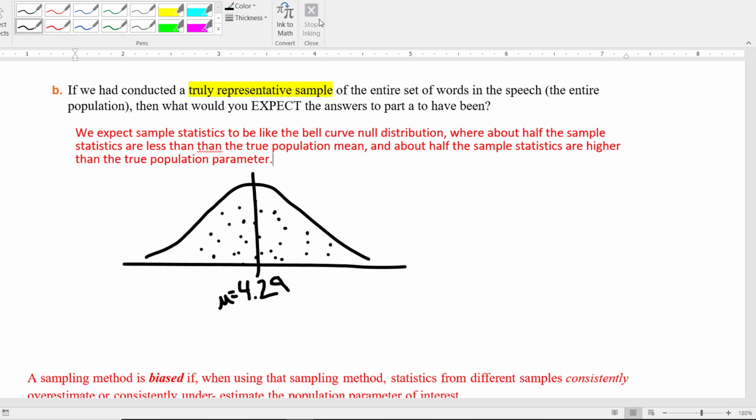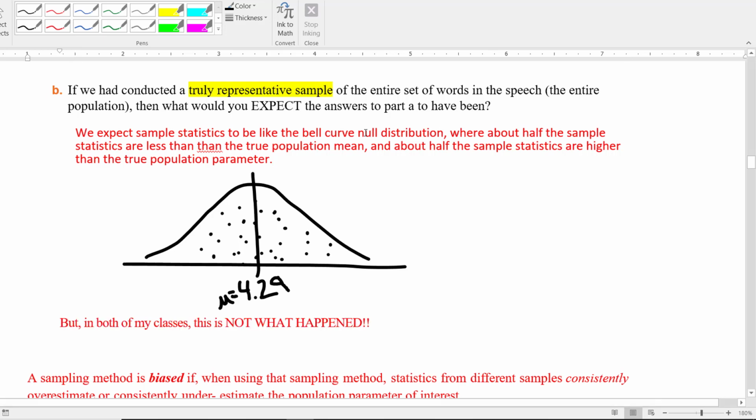However, remember what actually happened when I asked the students in the class to pick 10 words and find their sample mean word length. In one class, 100% of the students had a sample mean above 4.29, and in the other class, the huge majority of students had a sample mean above 4.29. It did not come out like this. It seems that somehow the results weren't matching up with everything that I told you should happen back in Unit 1.